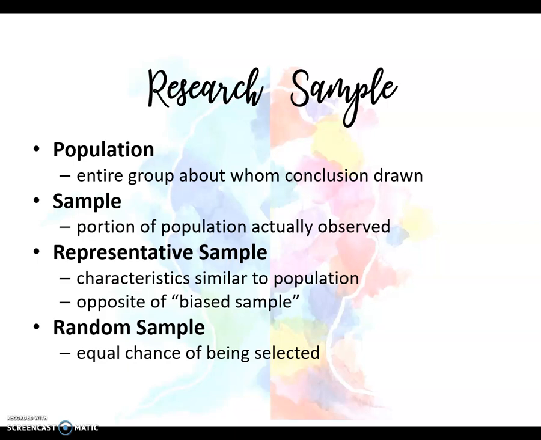Research sample. Population is looking at the entire group of who we're going to draw from. So if we say all of Northern High School. Sample, a portion of that population who is actually observed. So if I say I want one person from each classroom. A representative sample has the characteristics of that population. So if I want to compare all the schools, I might ask each school to allow one person to be in my study from each classroom.